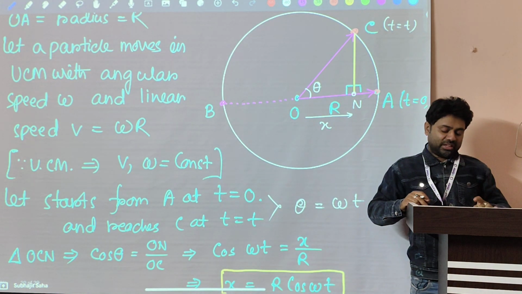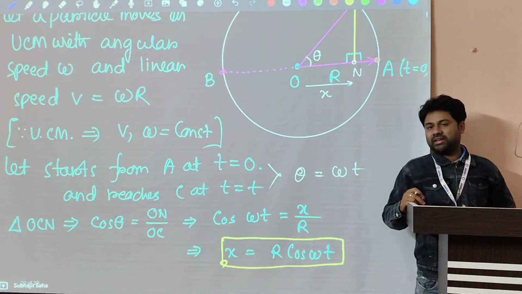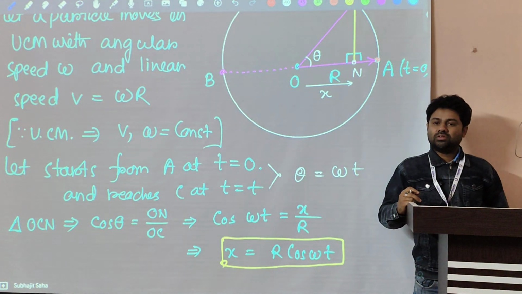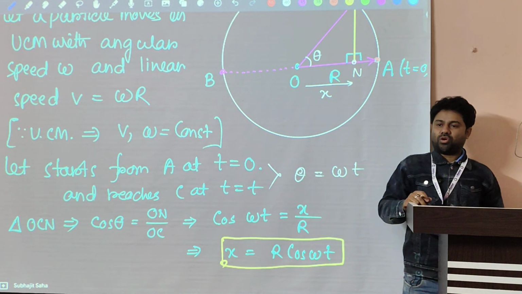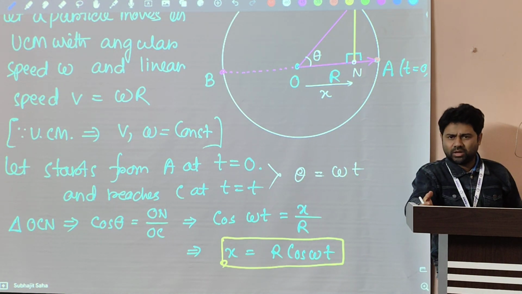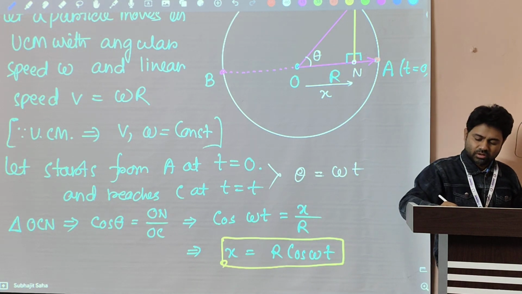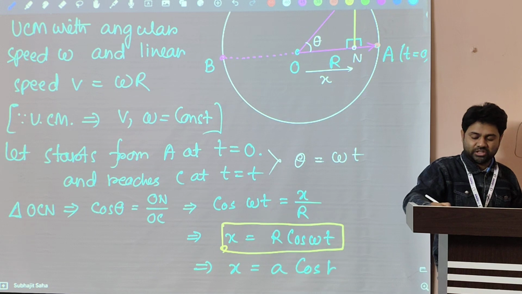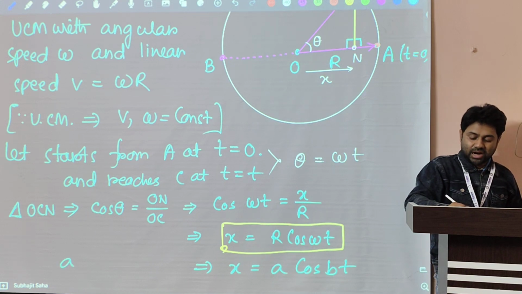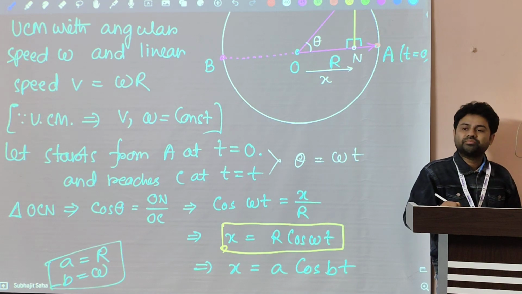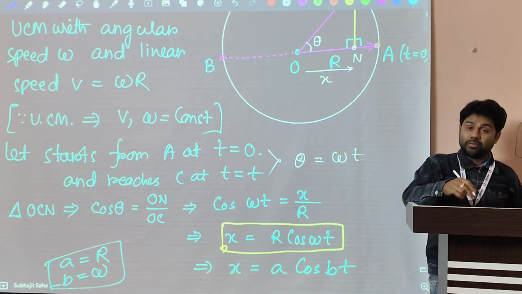Does this remind you of something? x equals R cos omega t. It's exactly in the form of x equals A sin bt or A cos bt, whatever you can say. It is representative of the form x equals A cos bt, where A is R and b is omega. Which means it will represent an SHM.